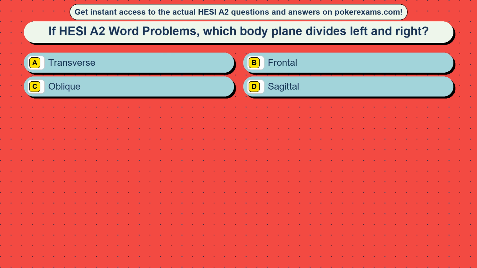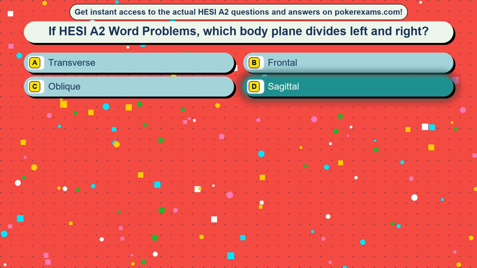Question 30. If HESI A2 word problems, which body plane divides left and right? Option A, transverse. Option B, frontal. Option C, oblique. Option D, sagittal. The correct answer is option D, sagittal.